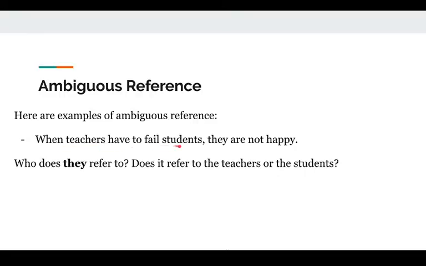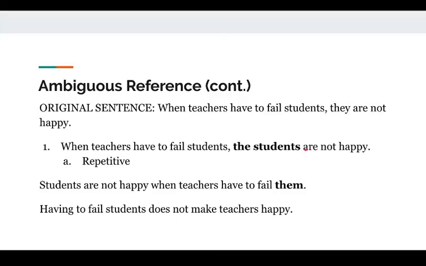When teachers have to fail students, they are not happy. You might not know who they refers to in the sentence because it is ambiguous. That's why the confusion arises. Who does they refer to? Does it refer to the teachers or the students? Because the sentence can be read as when the teachers have to fail the students, the teachers are not happy, or the students are not happy. This is just the original sentence for reference.